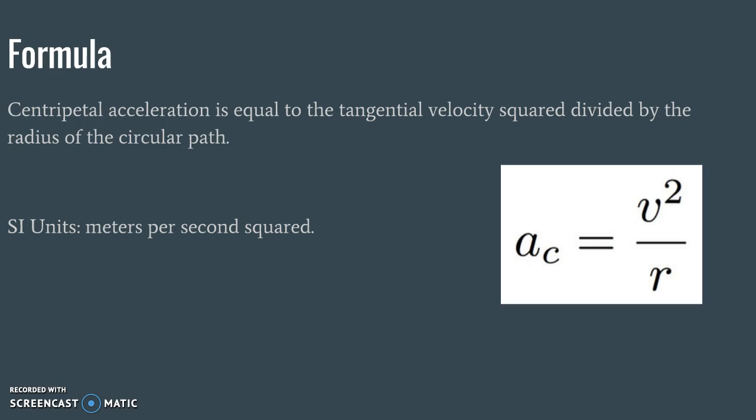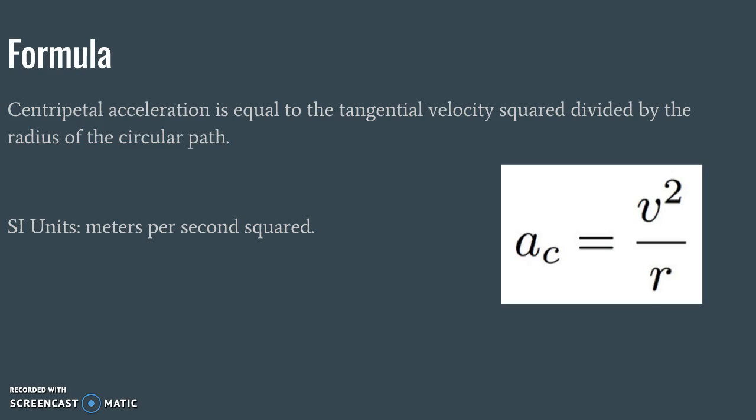Remember that velocity is in meters per second. Radius is a distance, so that's in meters. So you have meters squared per second squared divided by meters, which gives us meters per second squared. So dimensional analysis also tells us that our SI units are meters per second squared. This formula is really helpful, as you see by the relationship.